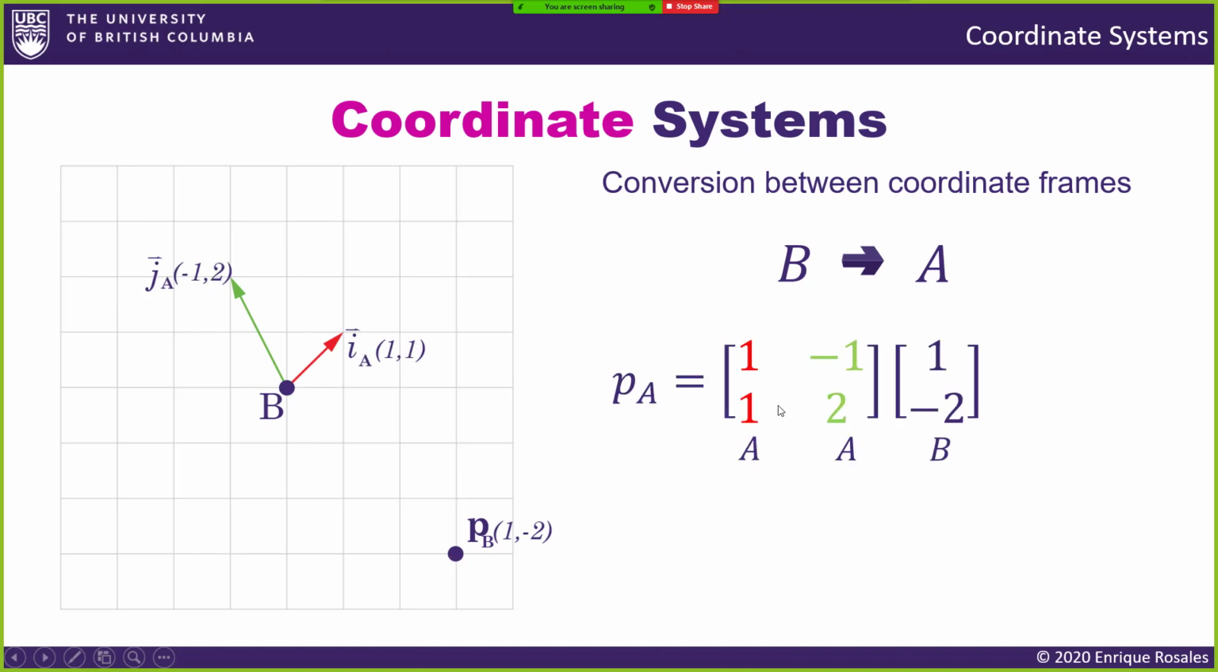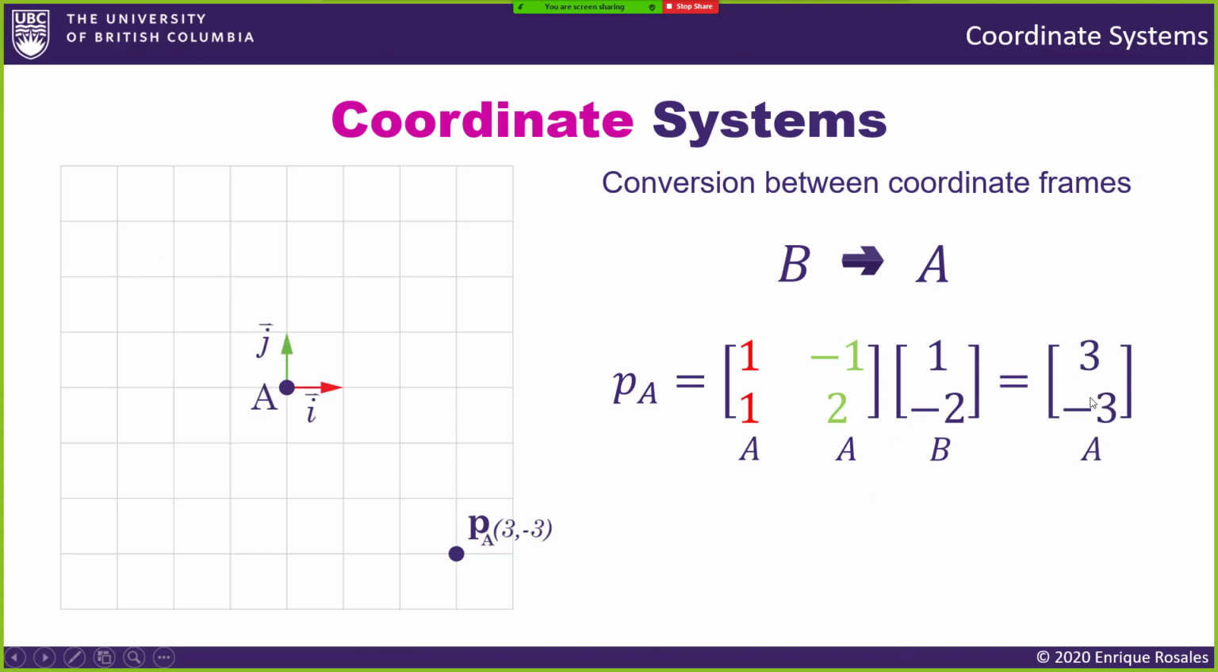So the translation is making a matrix whose columns are vector I and vector J, but in coordinates of A, right? And multiply by the original coordinates of P that were on the coordinate frame B, right? So you do that multiplication, and what you get is basically the new coordinates of the point P, but now with respect to A, okay?